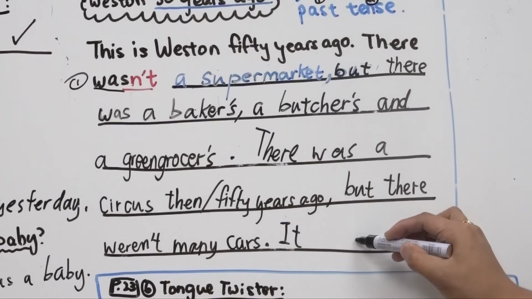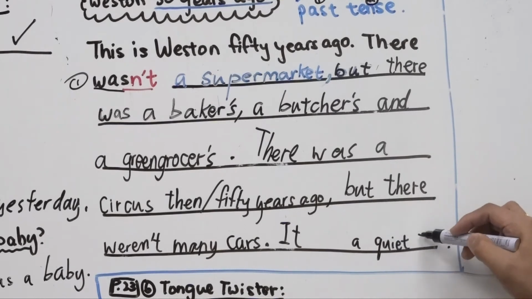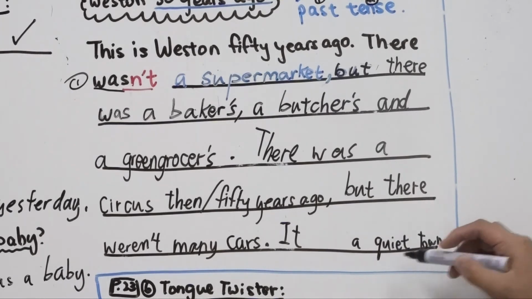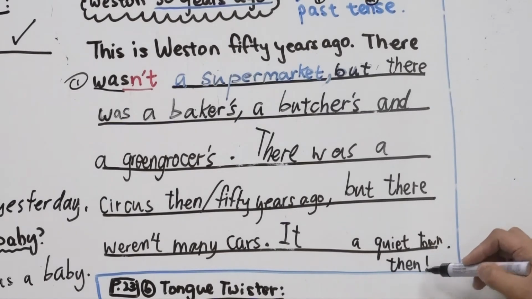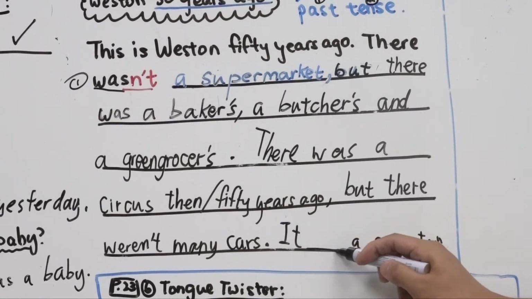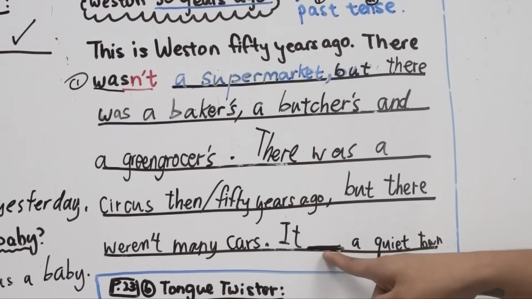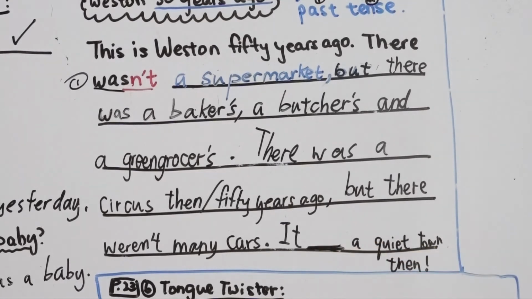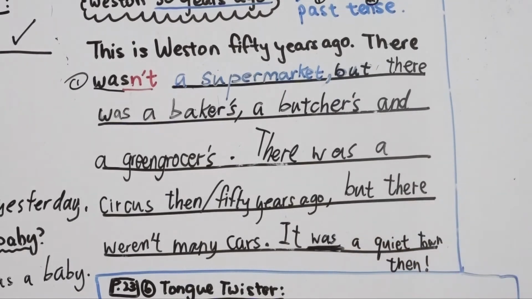So you can write down: it blank, a quiet town then, exclamation mark. So what should I put here? It blank, a quiet town then. Was, right? It was a quiet town then. Okay?